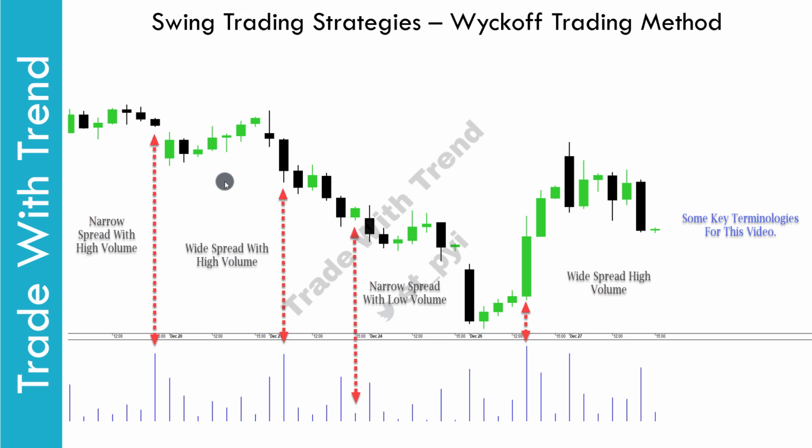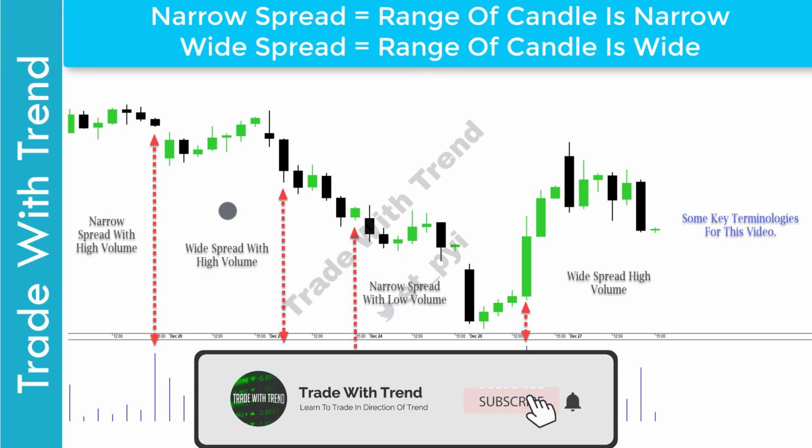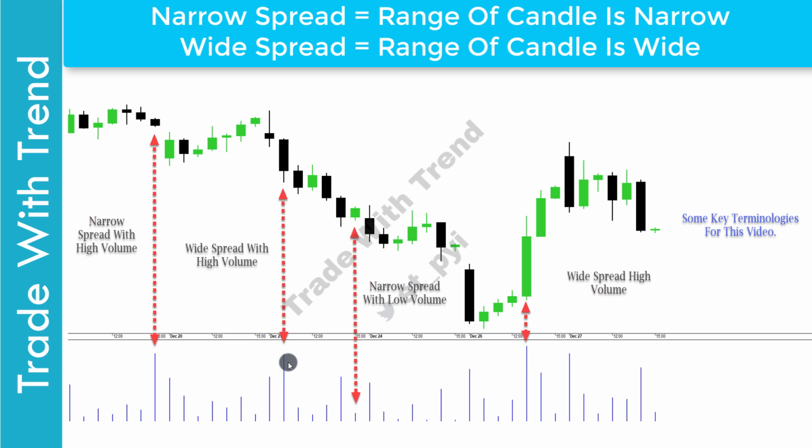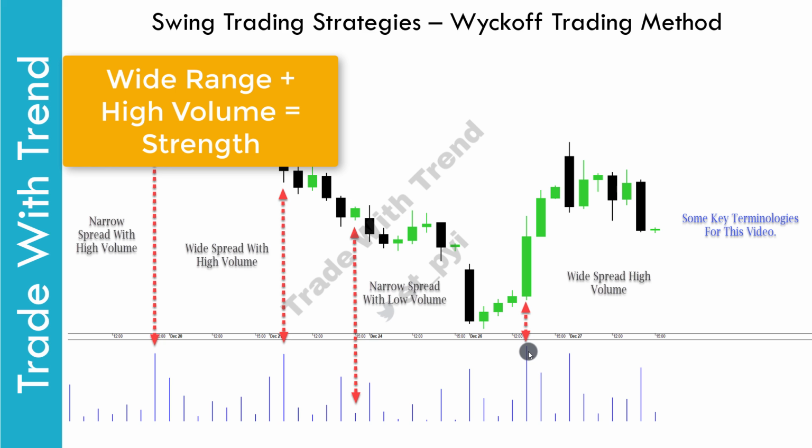So before we get started, there are some key terms I will be using in this video and let me explain those in less than 30 seconds. When I say narrow spread, it means the range of the candle, that is the difference between high and low, is narrow. A wide spread candle with high volume would mean that the candle is wide in nature and has high volume. A narrow spread candle with low volume would mean that the candle is not wide and has less volume. Also, a wide spread candle with high volume signifies strength of the candle. I hope all these basic terminologies are clear.